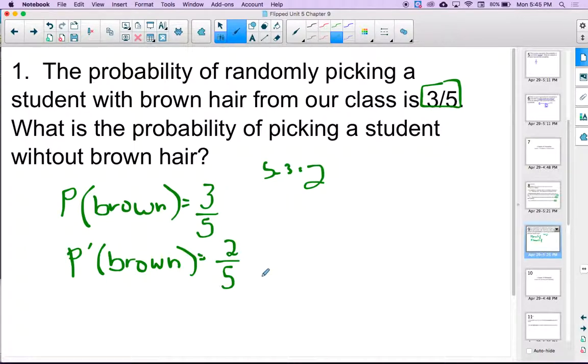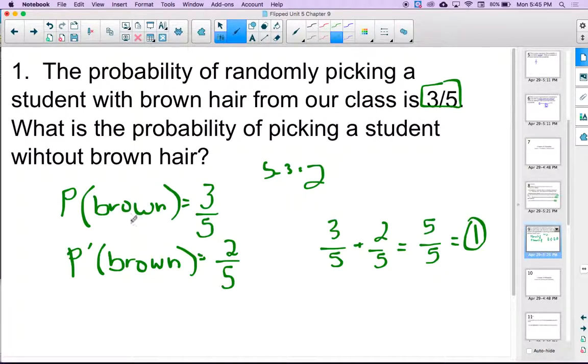That means 2 students do not have brown hair, so the probability of picking a student without brown hair is 2/5. These are called complementary events because one or the other must happen, but they cannot both happen on the same person. Remember, complementary events will always add up to 1. So we can test that. 3/5 plus 2/5. Common denominator is already there. So that gives us 3 plus 2 is 5. 5/5 equals 1. So that's the proof for our complementary events.